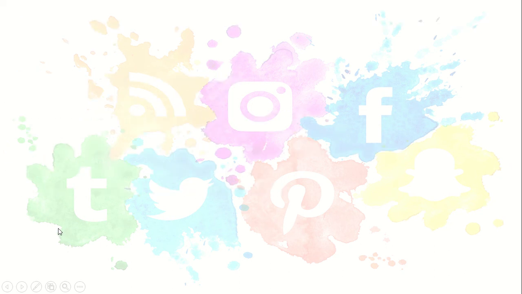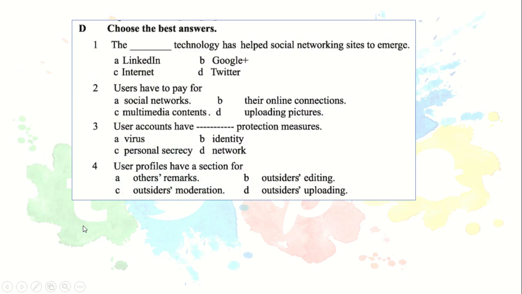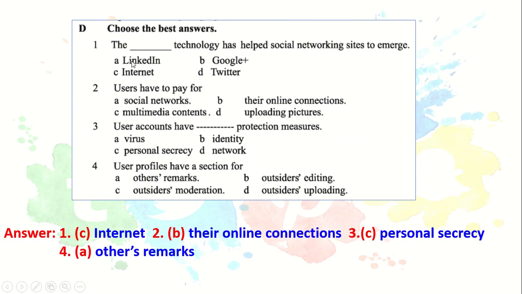In this lesson, there are fill in the blanks. First one, the dash technology has helped social networking sites to emerge. Answer will be internet. Users have to pay for their online connections. Number 3, users' accounts have personal secrecy protection measures. Number 4, user profiles have a section for others' remarks. You must solve it in your book.